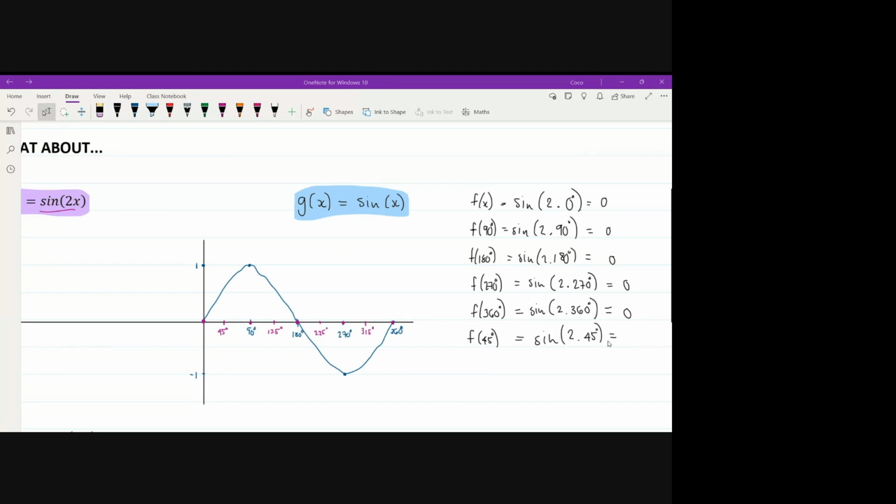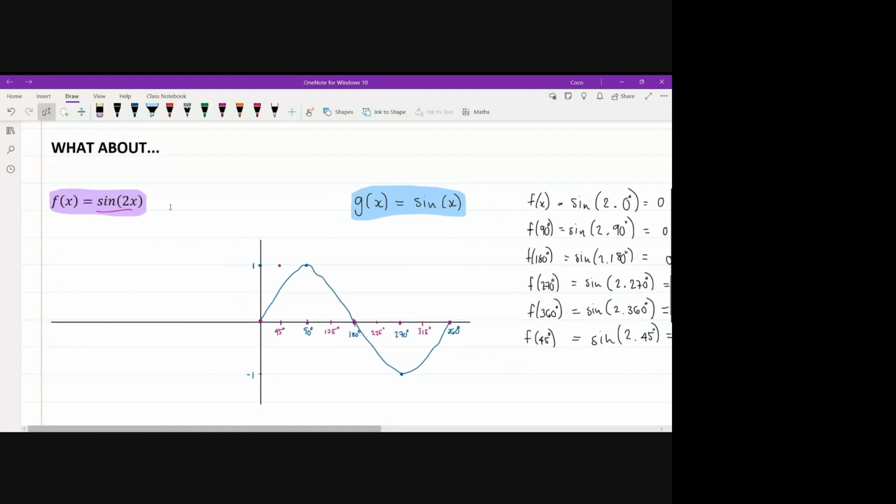Anybody got an answer for me? Yes, ma'am, for the g of x, 0 is 0 degrees. For 90 it is 1. It gives us 1. For 180 it is 0. Oh, that's for g of x, my darling. We're not doing g of x. We're doing f of x. So we're doing this one.